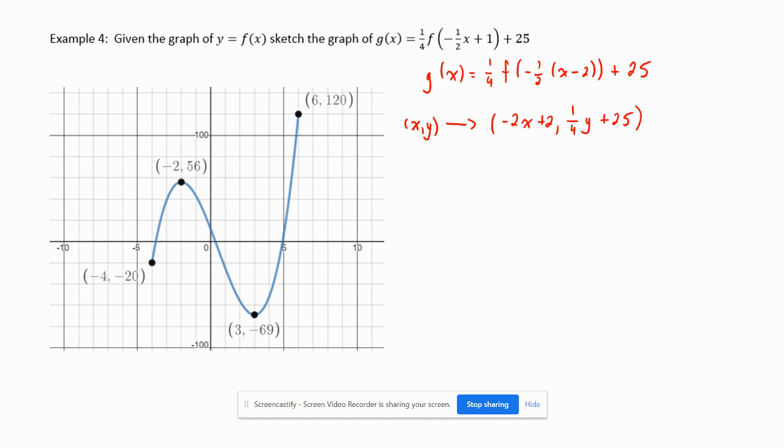So we have 4 points we're going to apply this to. So we have negative 4, negative 20. We have negative 2, 56. 3, negative 69. And we have 6, 120.